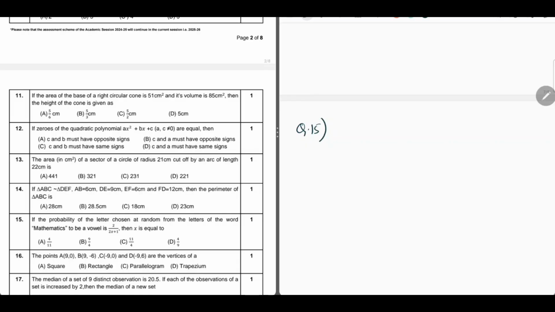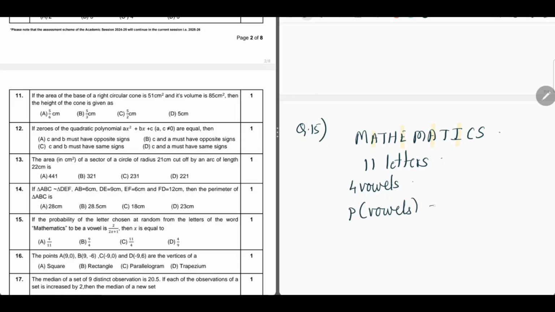If the probability of a letter chosen at random from the letters of the word mathematics. I have 11 letters in the word. A is a vowel, E is a vowel, A is a vowel, and I is a vowel. So 4 vowels are there. So the probability of a vowel is equal to 4 by 11.